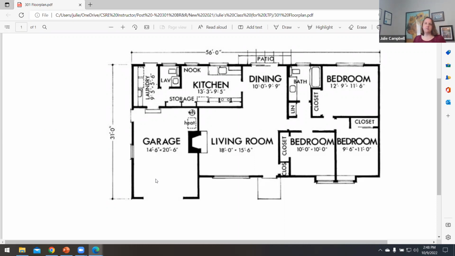Again, it's in the chat. If for some reason you can't access it in the chat, just shoot me an email. Julie, send me that floor plan. I'll get it right over to you. Questions?